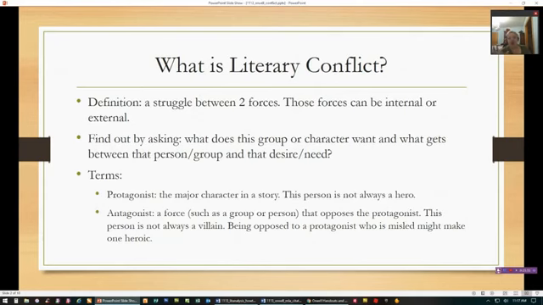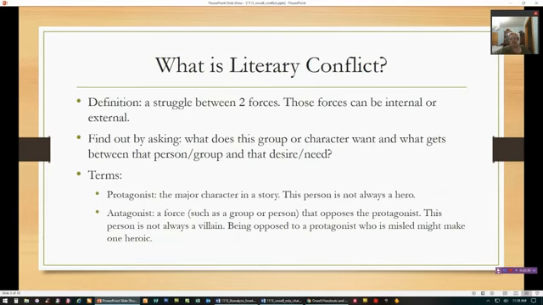Protagonist: agon is the Greek word for actor, right? And proto means first. So protagonist is the first actor, it's the lead character. Antagonist: anta means opposite. So this is the opposite actor to the protagonist, and that's all it means. It's the opposition. All right.